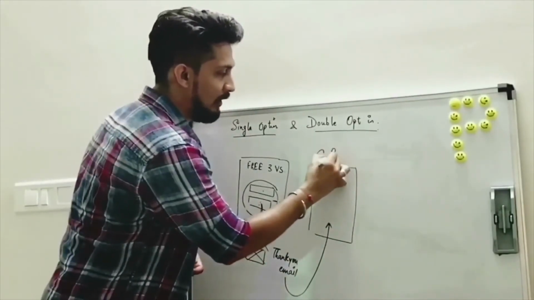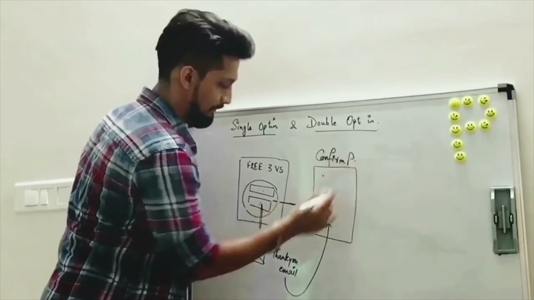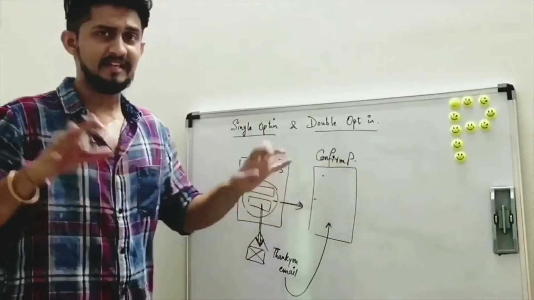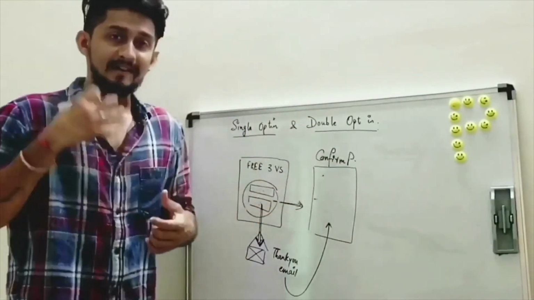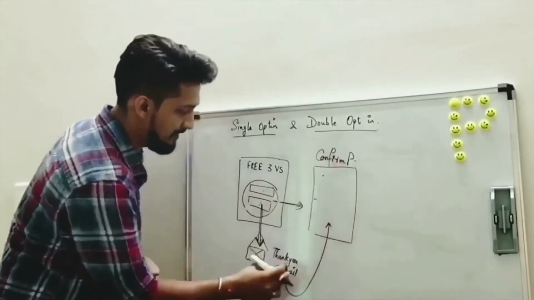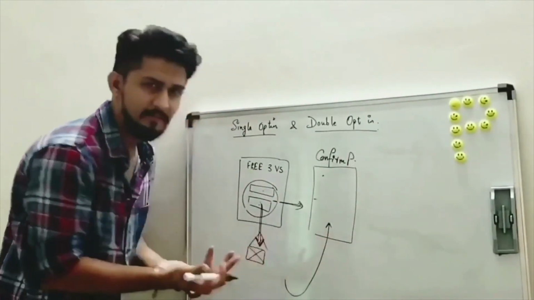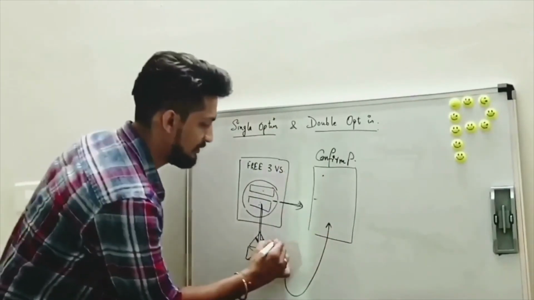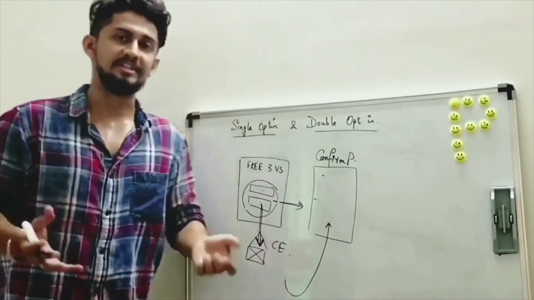Instead, we can call this a confirmation page. These are just our terms. These are not marketing terms. This is just for understanding purposes. So we are giving these terms. Alright, so confirmation page, and we can call this email a confirmation email. So let's call this CE, confirmation email.